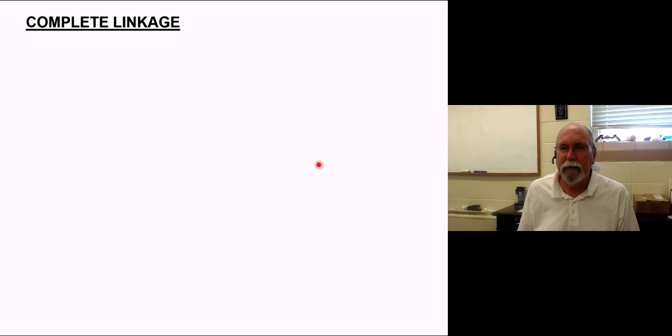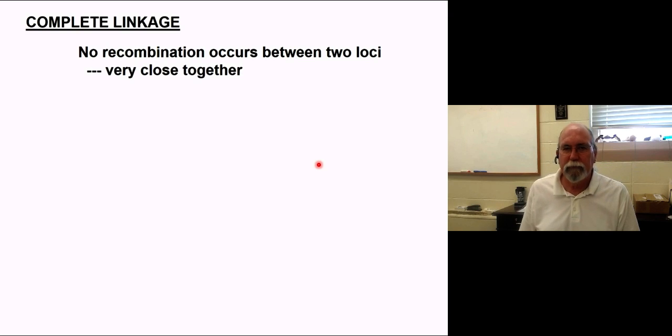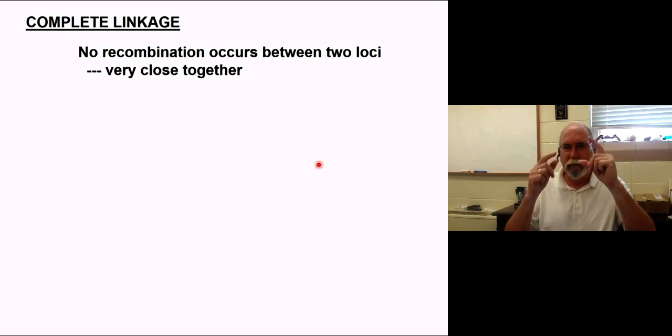So just some ideas about complete linkage. The basic idea is that no recombination can occur. There is no recombination between the two loci. The definition of linkage is that they're on the same chromosome, right? So in this case, they're so close that you don't have any recombination. Either they are very close, which is one way. They're just so close that one follows right after the other.